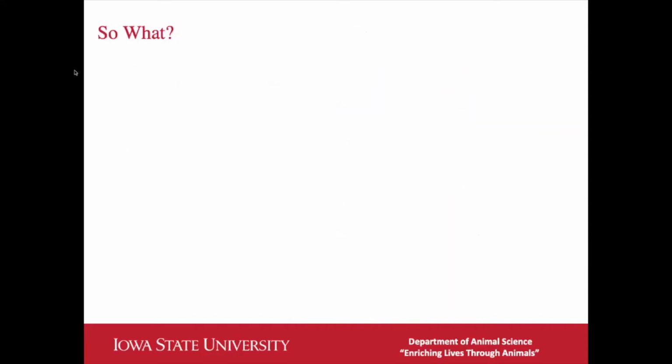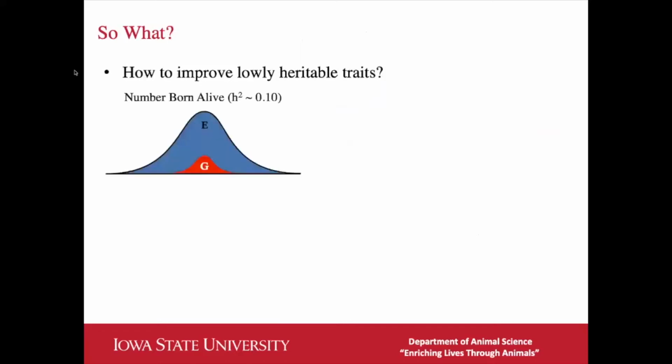So what can we do with this? The question is, how can we improve lowly heritable traits? For instance, as I said, number born alive has a heritability, and heritability is expressed by this little h squared of about 0.10. So think of 10% of what you see in the population as explained by genetics. All of the other 90% are non-genetic factors. We call them environmental factors.